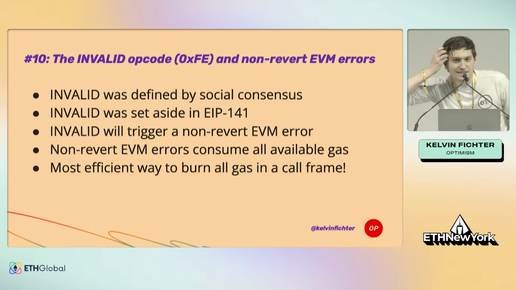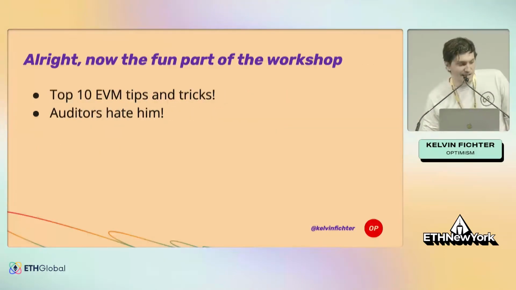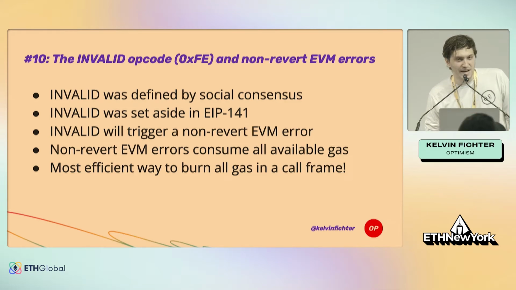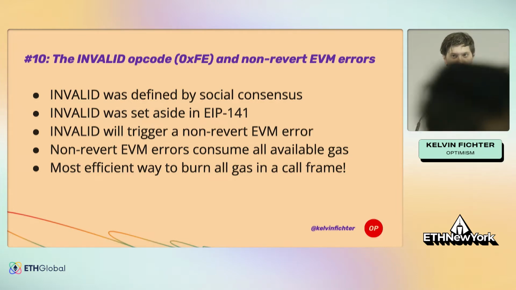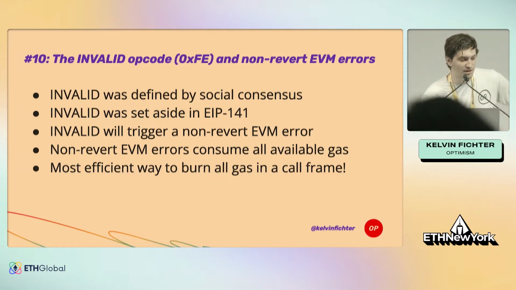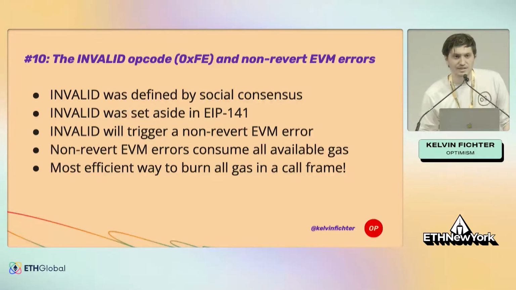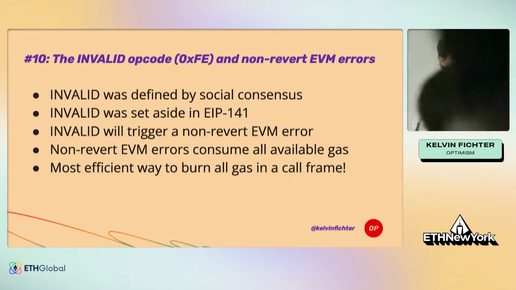All right, so invalid. Let's start there. Number 10, we'll do a top 10. Invalid is a really cool opcode because it just reverts, sort of. It does not actually revert. It triggers what we call a non-revert EVM error. There's a class of errors that are not reverts that will cause your call to end, and you will lose all of the available gas. An example of this is a stack underflow. Let's say you try to pop a variable off the stack, and there's nothing there. You're going to get an error like this.